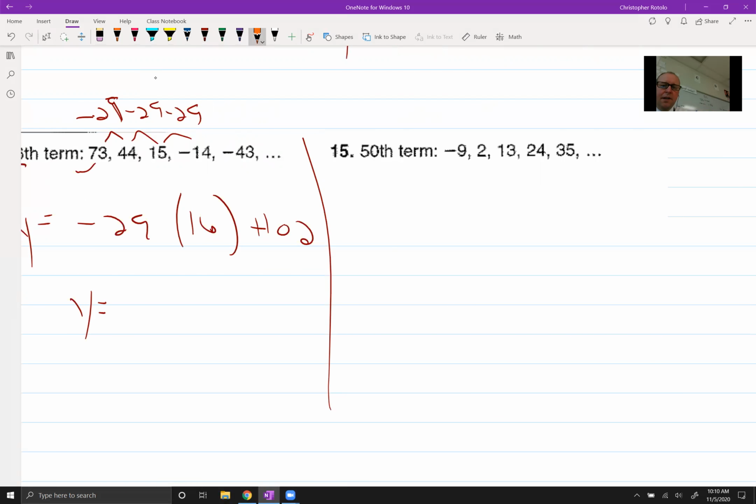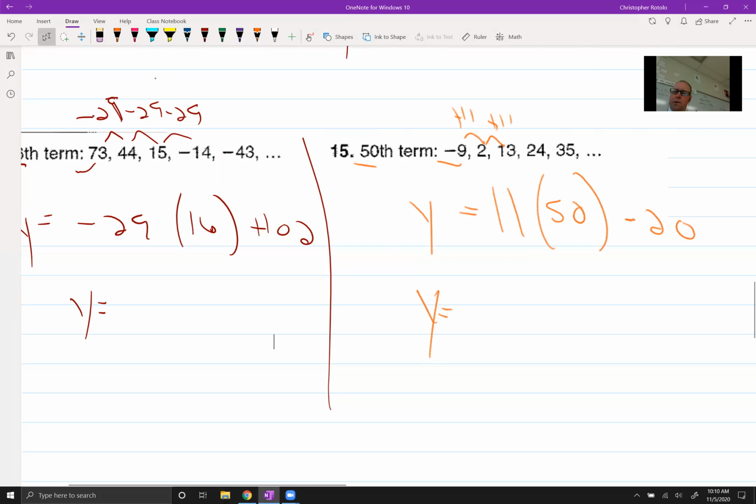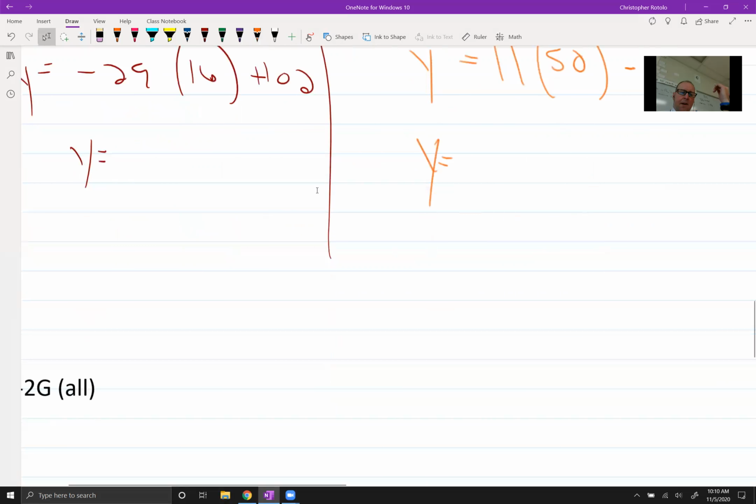50th term. We're going to figure out what's going on first. Plus 11. Okay, so I get 11. We're going to multiply by 50. But before that is going to be minus 11, so minus 20. So first, the y-intercept is negative, and that's completely okay. Again, we want to finish these out and get those y values. Okay, so 11 times 50 minus 20, and get your final answers there.